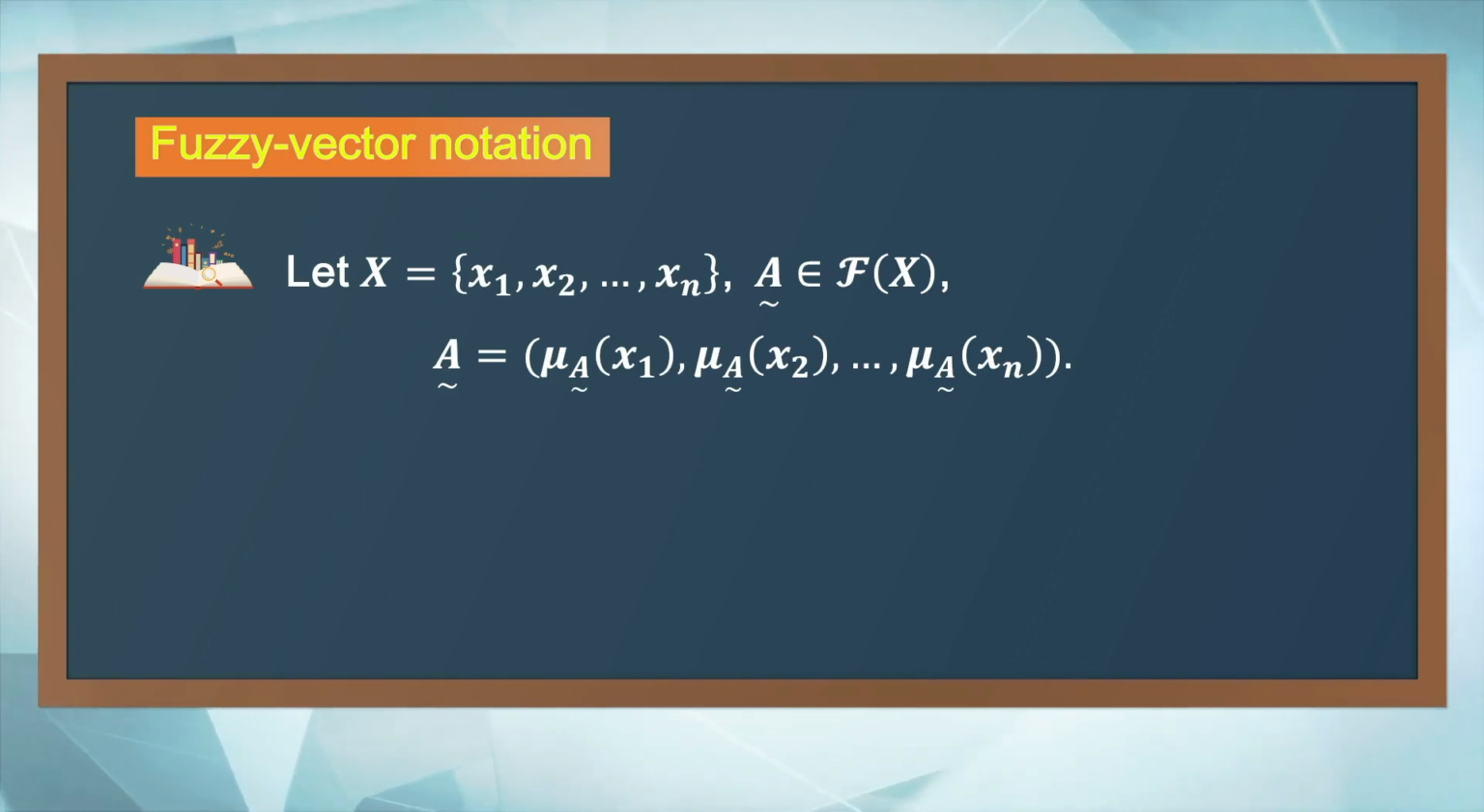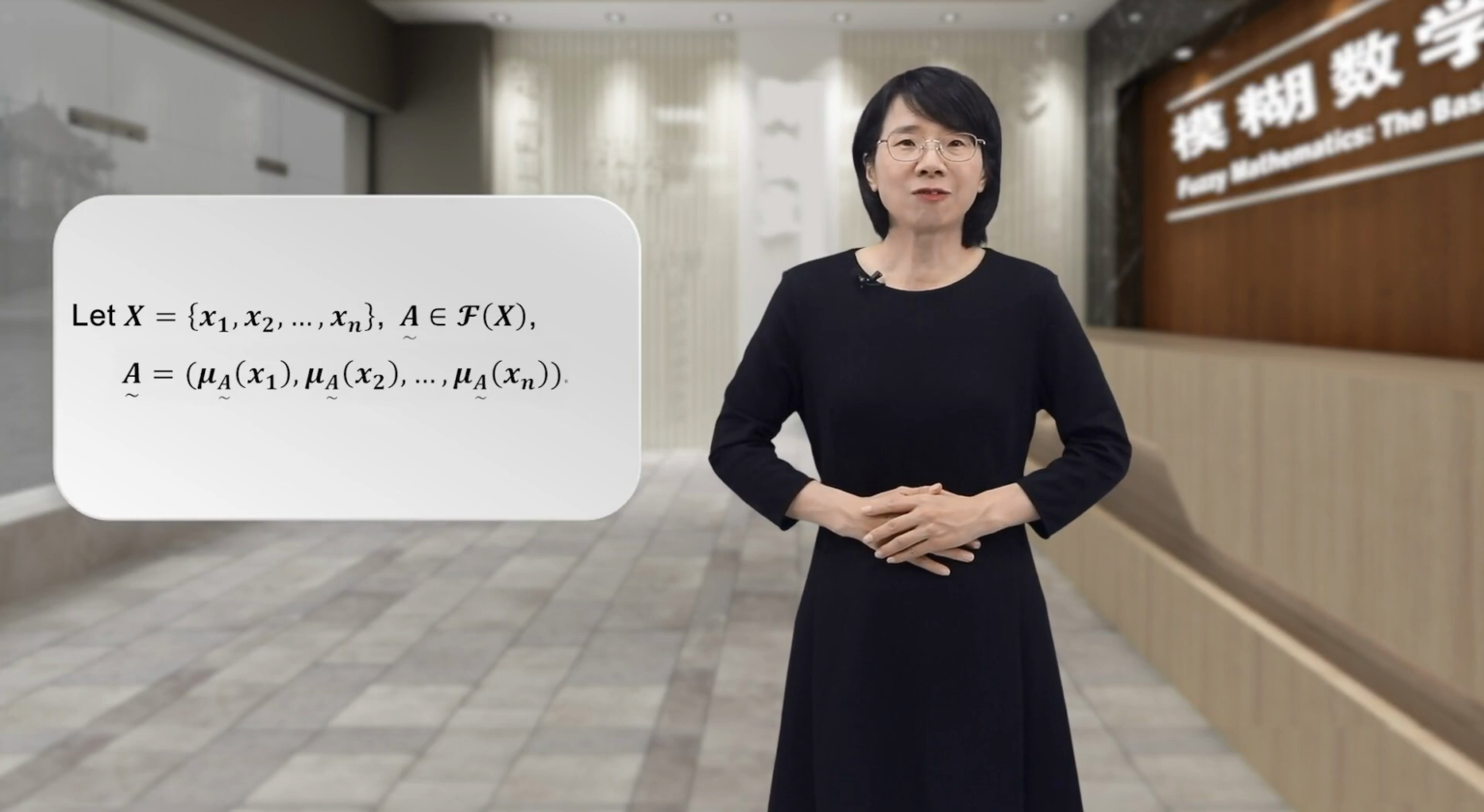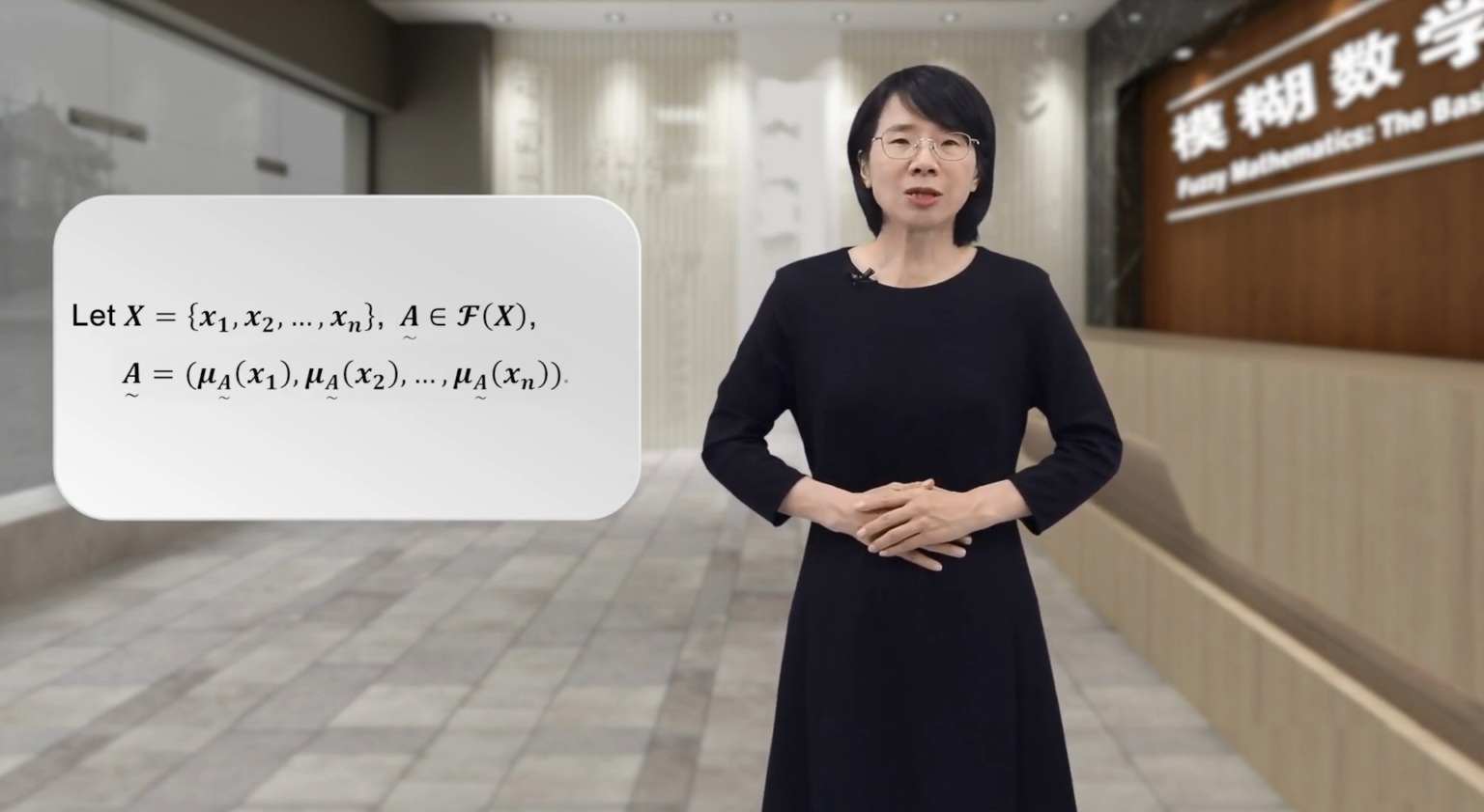And the ordered n-tuple is called a fuzzy vector, because a set is a collection of unordered elements. The elements in the universal set are unordered. But if you want to express a fuzzy set by a fuzzy vector, then the elements in the universal set should have sort of default order or some sort of natural order. And it should be noted that even if there exists an element such that its degree of membership is 0, the corresponding term could not be omitted.